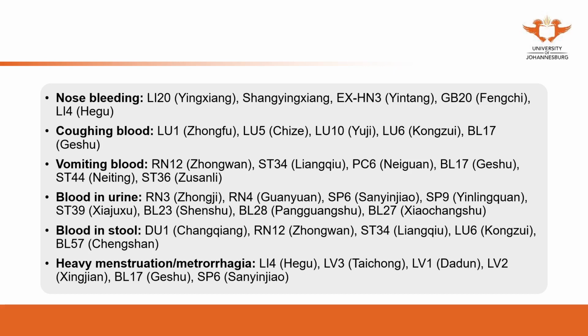But we mainly focus on specific organs, such as coughing blood: Lung 1, 5, 10, 6, and Bladder 17. Bladder 17 is the meeting point of the blood, which we have mentioned quite a few times. In heavy menstruation, we can also use Bladder 17.